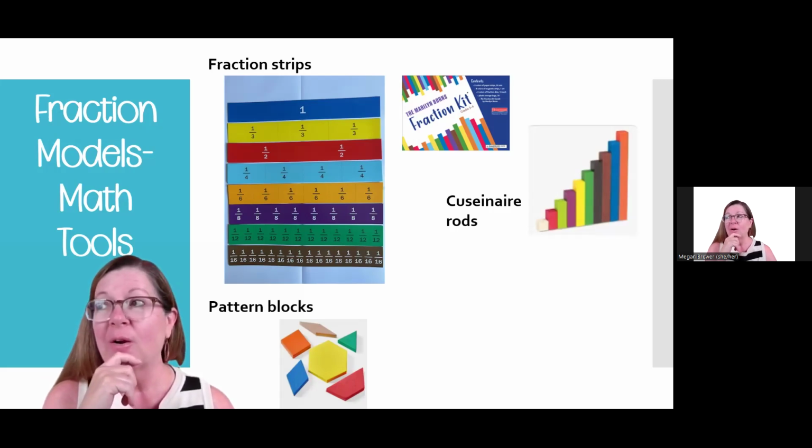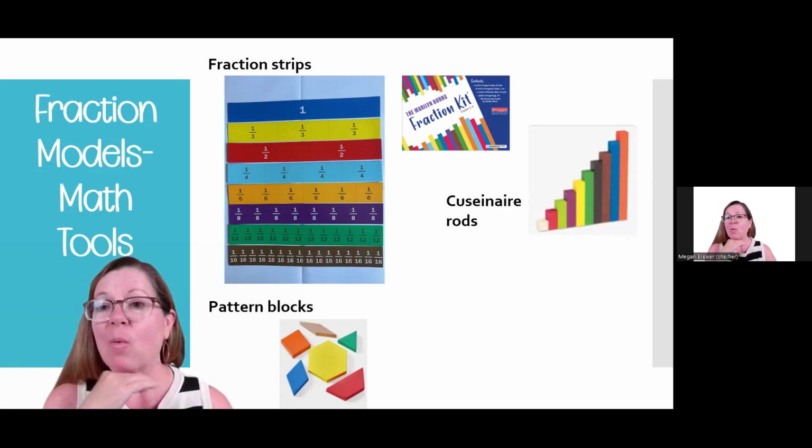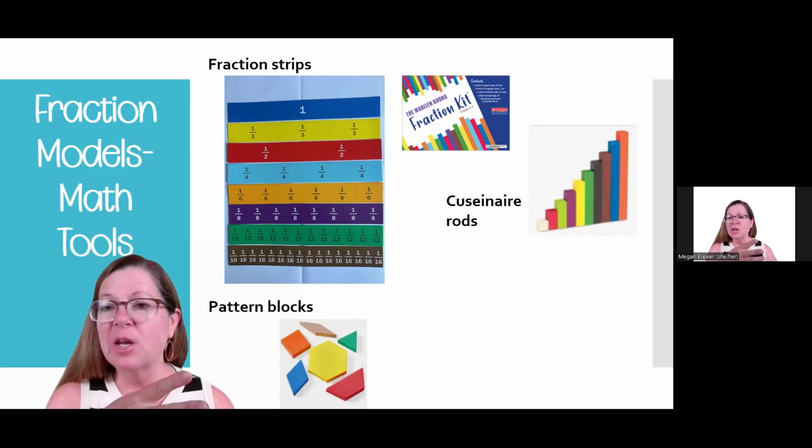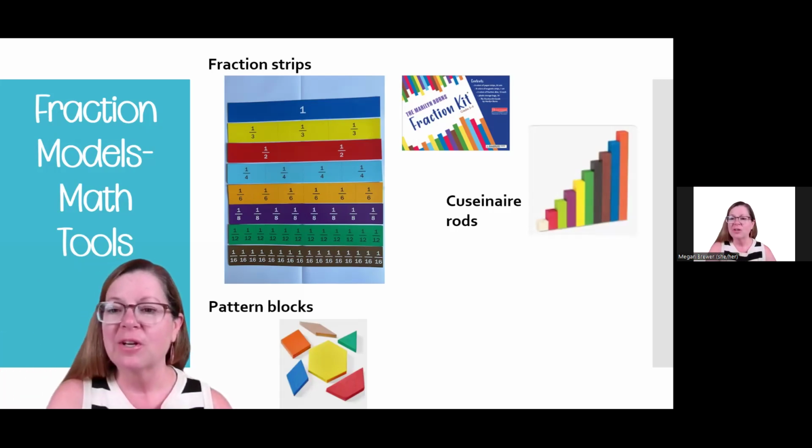If you are blessed to have an interactive whiteboard in your classroom, there is a website, the Math Learning Center, that has a free interactive pattern block visual representation, which is a great way, while your class is doing their exploring with the questions that you're posing to them, for students to come up and visually model how they're figuring out the answers.